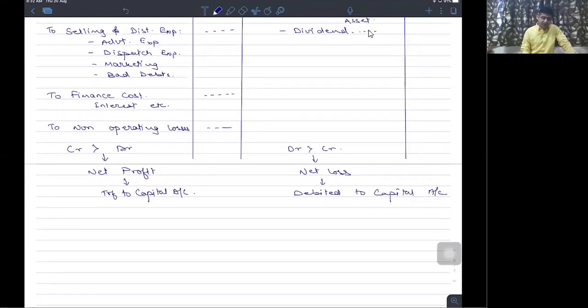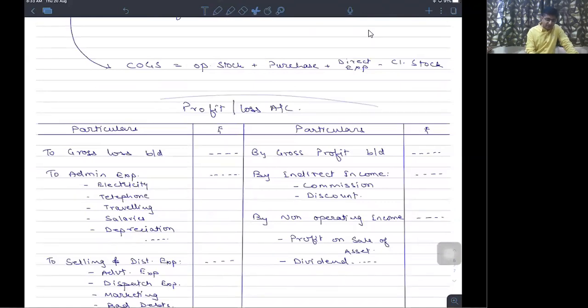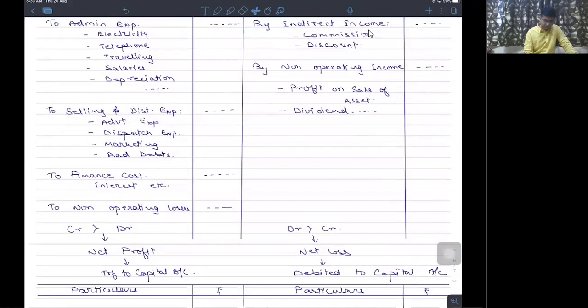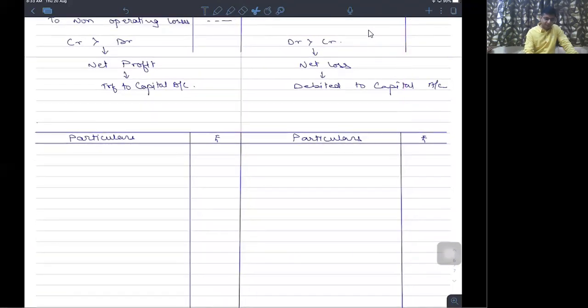Let's come to the next format, that is the final format that we're going to talk about today. That is the balance sheet. The only difference is, in the balance sheet we don't write particular amounts; in the balance sheet we write liabilities and assets. We'll have liabilities and assets, correct?